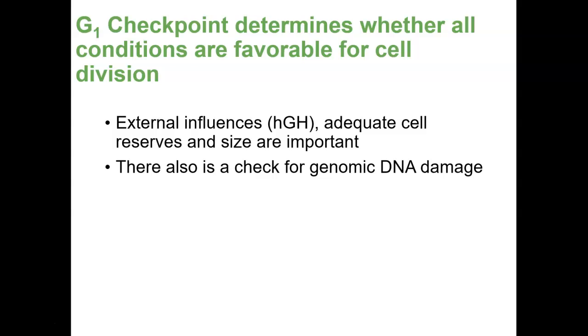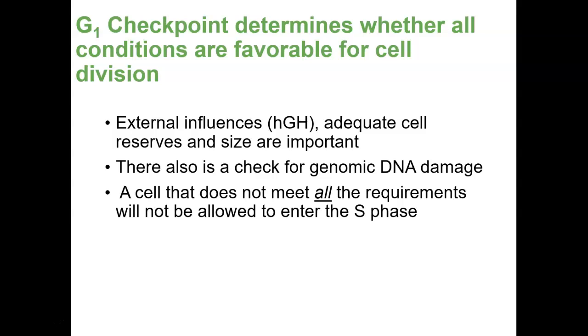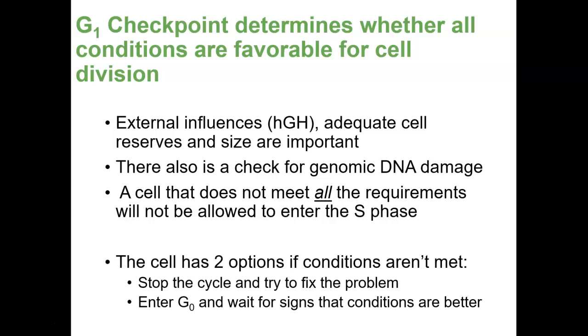Also, there's a check to make sure that there's no damage of the DNA as it stands. And a cell that doesn't meet all of these requirements will be halted and not allowed to enter and go through the S phase. So if we don't have everything in line, we're not going to go through the S phase. So you might say, okay, well, what if we don't meet all these conditions? The cycle will get stopped and there'll be an attempt to fix the problem.